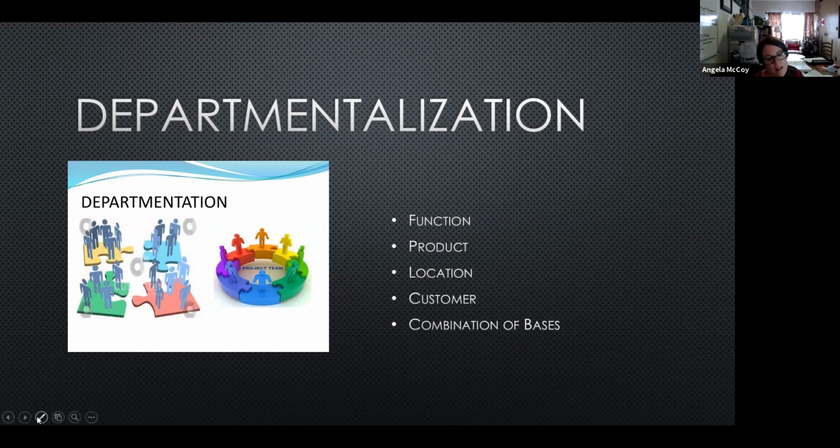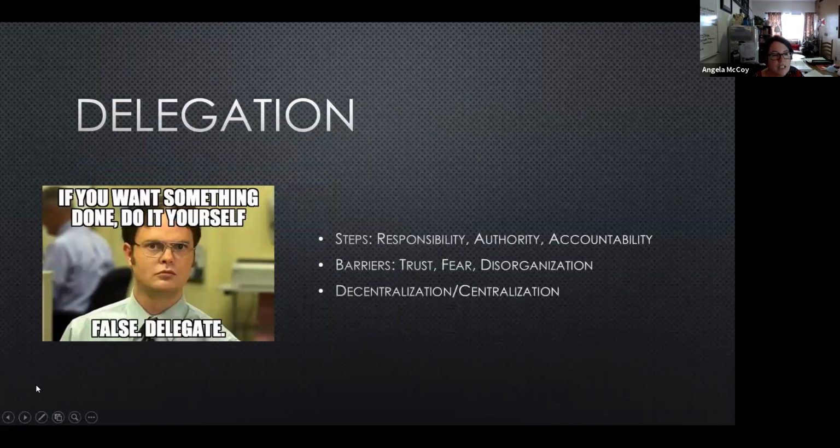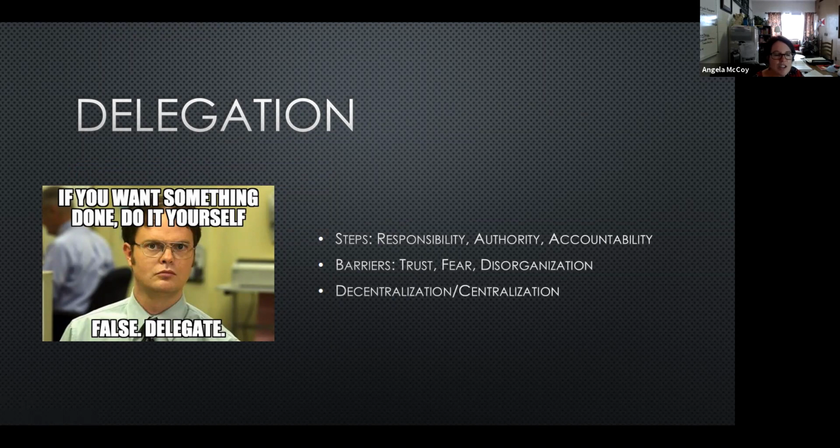Next, we're going to talk about delegation. Delegation is what assigns work and power to other workers. You have steps in delegation, and three things are generally involved in the delegation process. You have the manager assigning responsibility, and responsibility is the duty to do the job or perform the task.